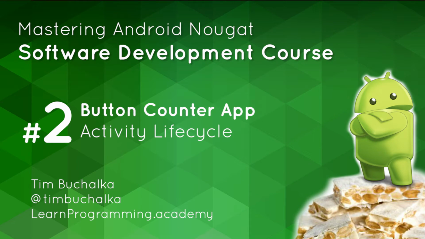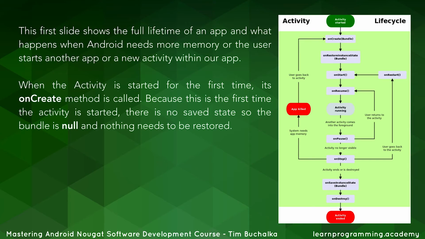So this first slide shows the full lifetime of an app and what happens when Android needs more memory, or the user starts another app, or the user starts a new activity within our app. So when the activity is started for the first time, its onCreate method's called. Now because this is the first time the activity is started, there's no saved state, so the bundle is null and nothing needs to be restored, because obviously we're coming from a clear slate. We've just started the application for the first time.